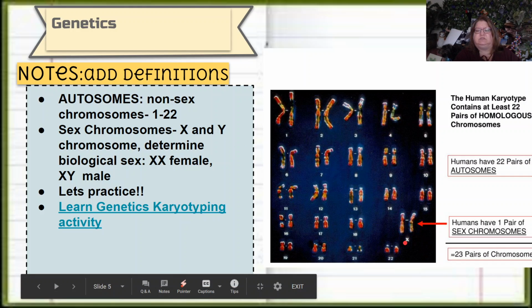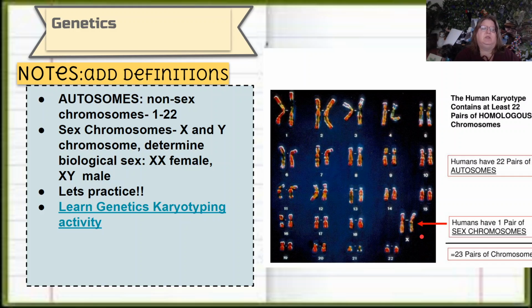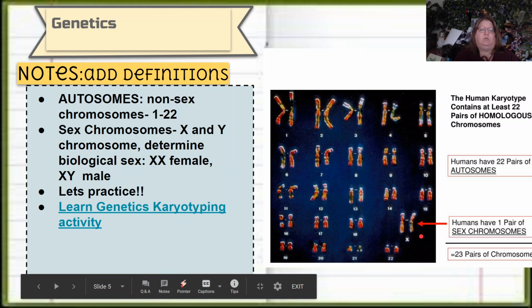Now here, these are both X chromosomes, so that would be a biological female. And if you had an X and then a small y, we'd have a male. And so in a human, we have 23 pairs of chromosomes.